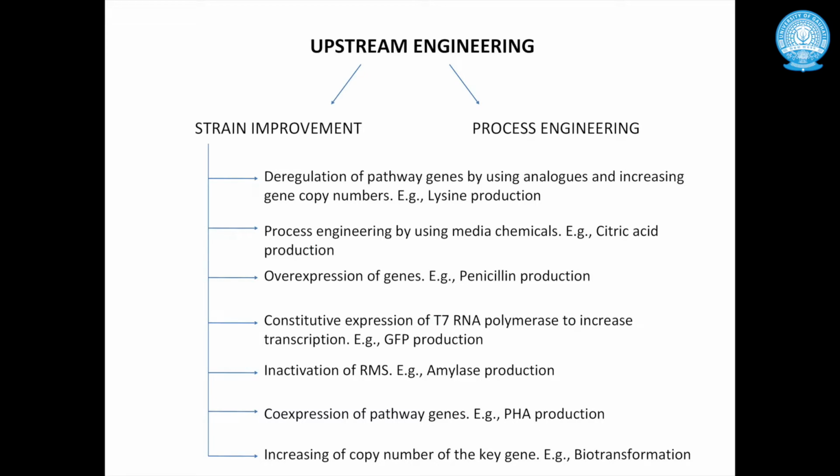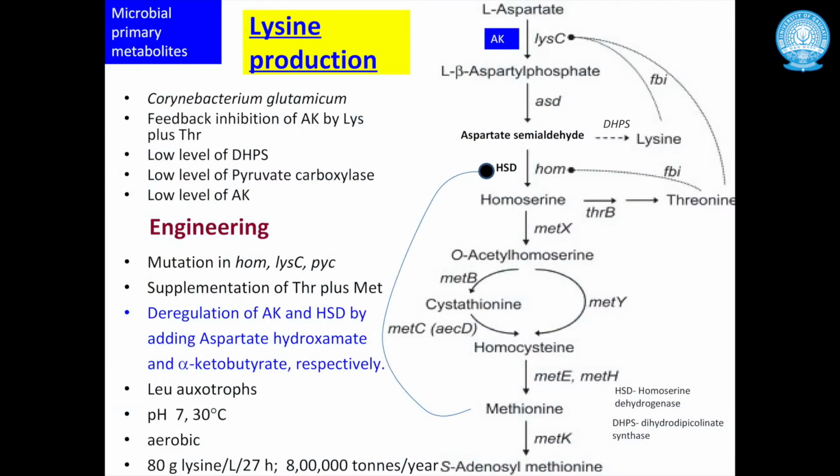The first example is of lysine production. Here in this slide, the production of lysine in Corynebacterium glutamicum is shown. In this bacteria, the production of lysine is through a complex pathway, and the starting point of this pathway is aspartate, which is produced from pyruvate.